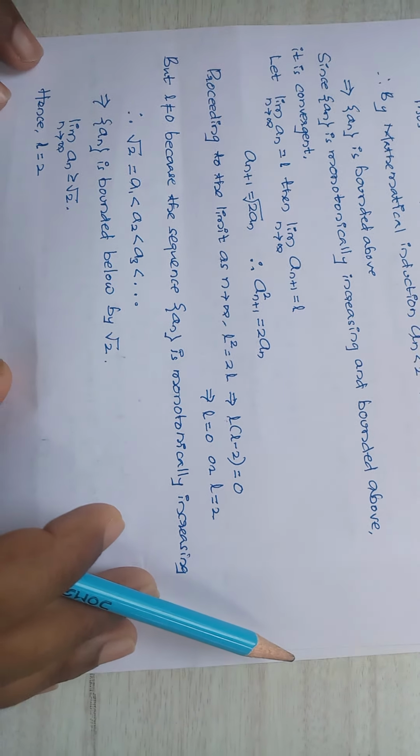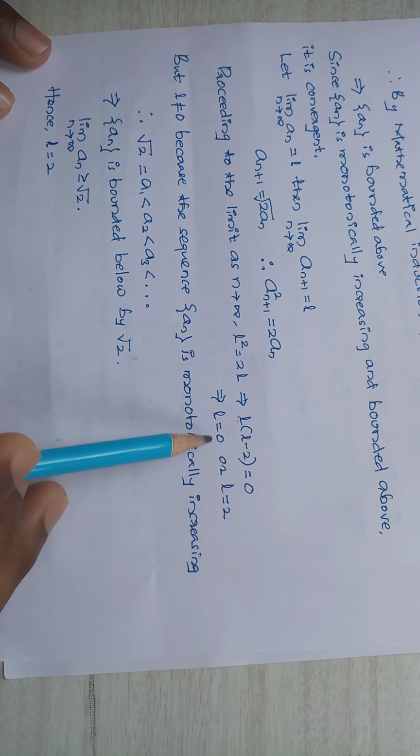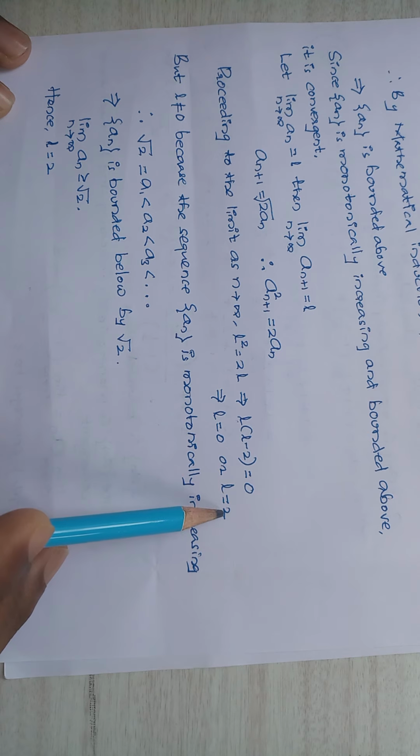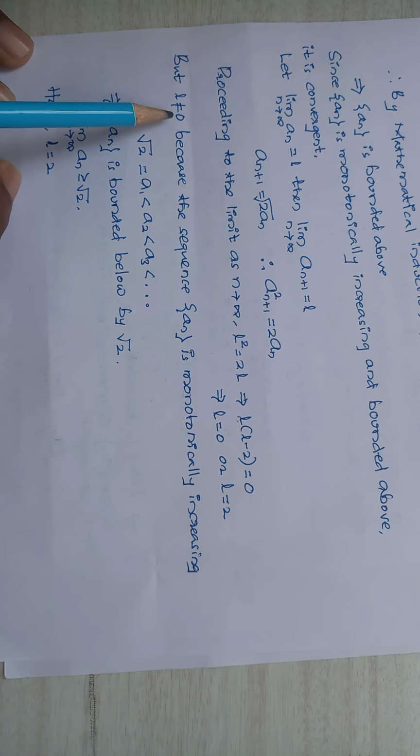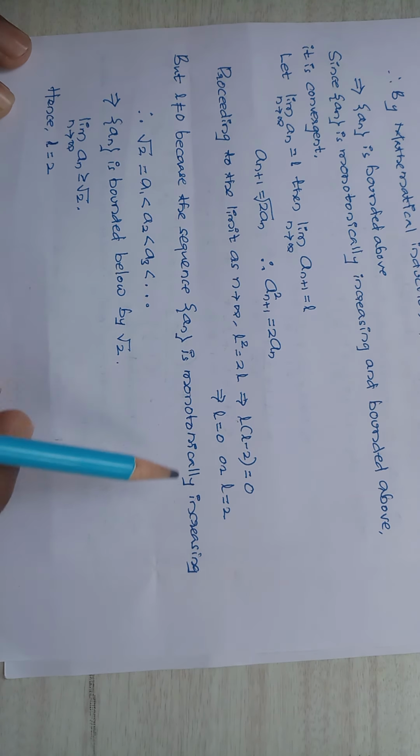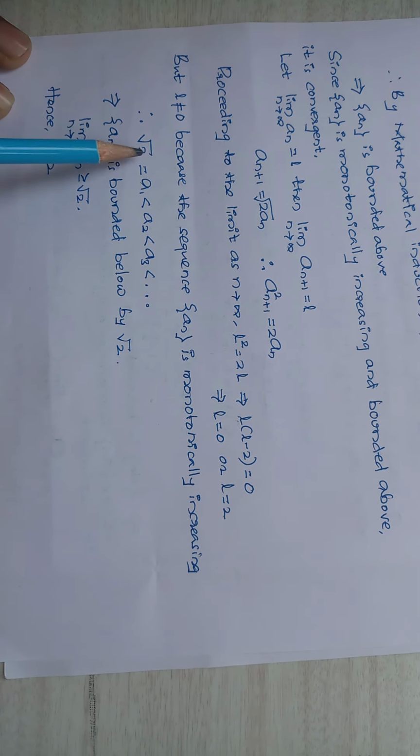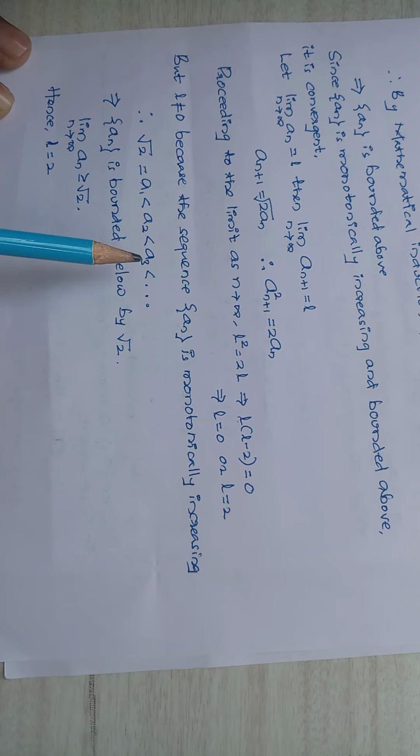So here either L is equal to 0 or L is equal to 2. But L is not equal to 0 because the sequence an is monotonically increasing. Therefore, root of 2 is equal to a1 is less than a2 is less than a3, and so on. Therefore, an is bounded below by root 2. That implies that limit n tends to infinity an is greater than or equal to root 2. Hence, the value of L is equal to 2. Which means your sequence an converges to 2.